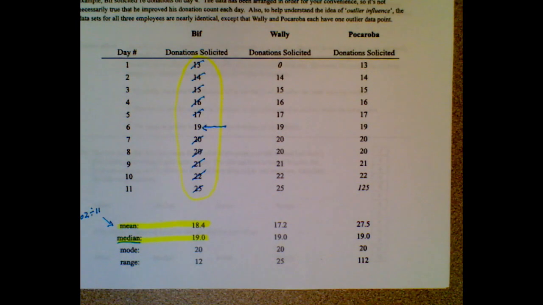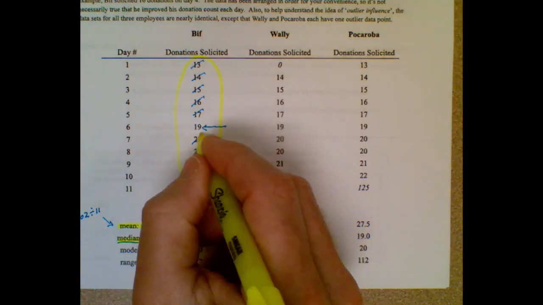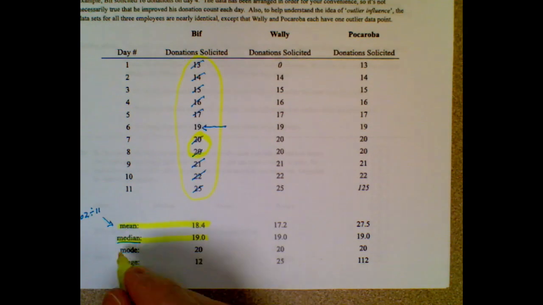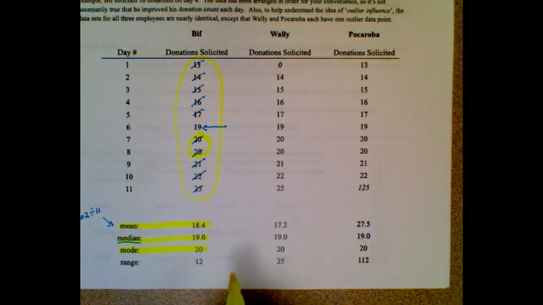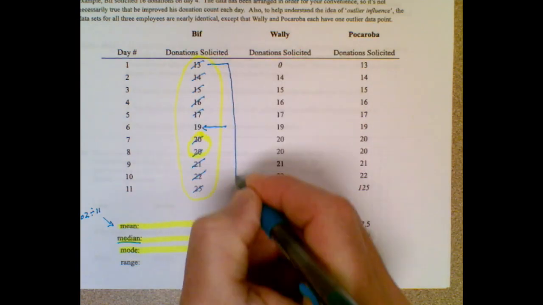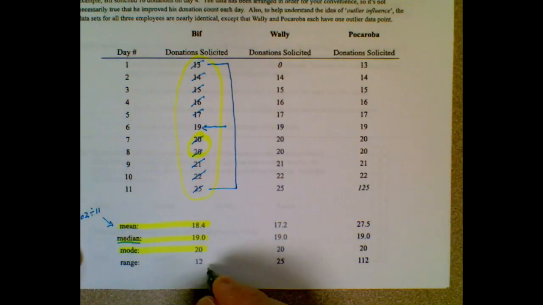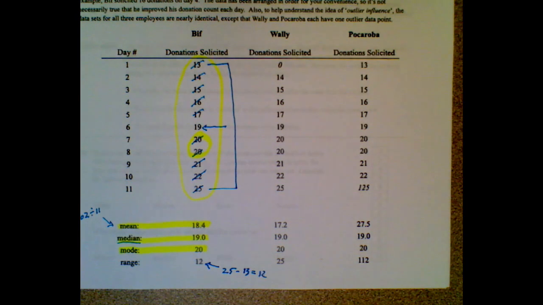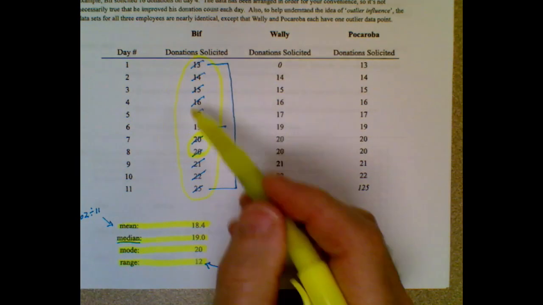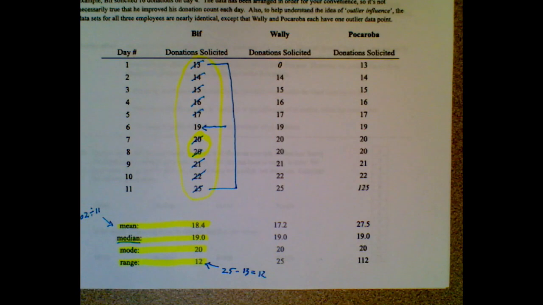The mode is the most frequently occurring, so I can see that 20 occurred twice. No other number of donations occurred more than twice, so the most frequently occurring donation is 20. And the range is the distance from the lowest donation to the highest donation. So to get that 12, we went 25 minus 13 equals 12. His range is 12, meaning the difference between the smallest and the largest number of donations is 12.